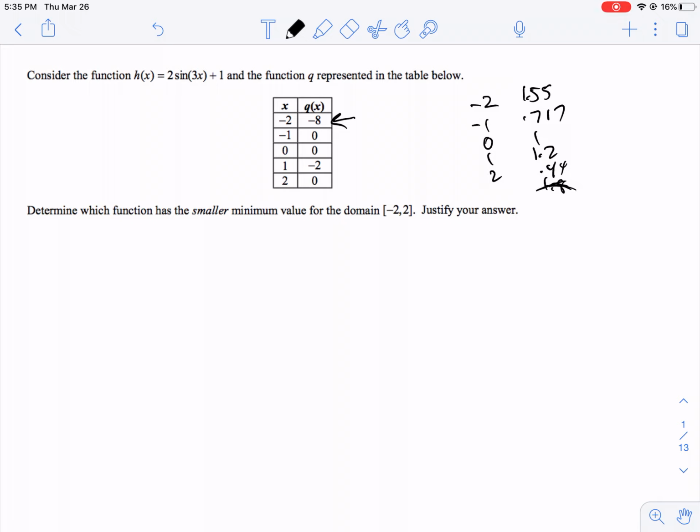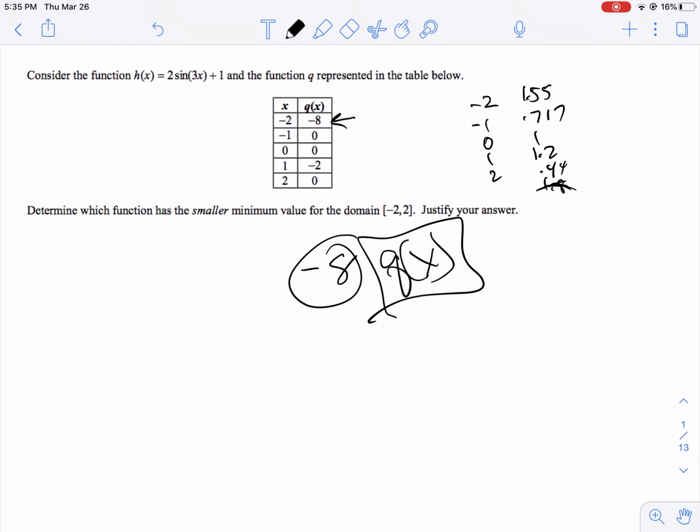So which one has a smaller minimum value? -8 definitely wins. Justify your answer. Well, we'll say Q of X has the smaller one. Justify the answer just means copy down the other table and show them why.